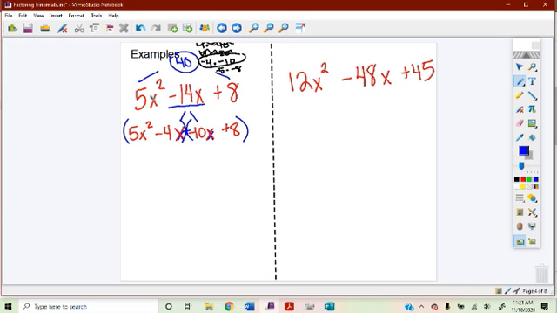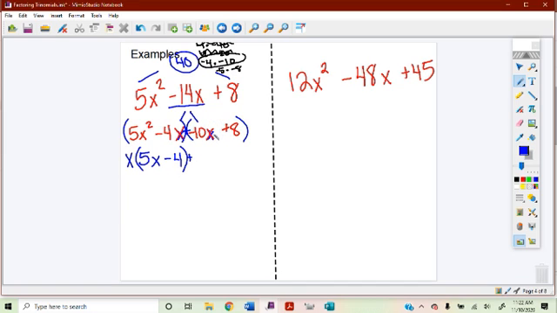So when I do this with grouping, and I look at what I've got going on here, 5 and 4 have no common factors other than 1. So I don't need to factor out anything from the coefficients. X squared and x, though, we can factor an x out of both. So that's going to leave me 5x, because x times x is x squared, minus 4, because x times negative 4 would be negative 4x. Bring down my plus negative 10x and 8.